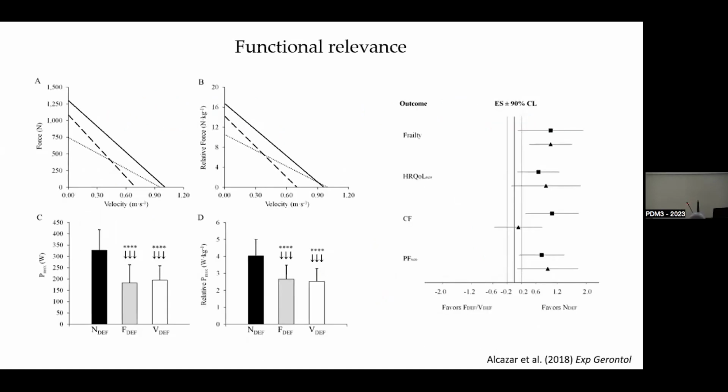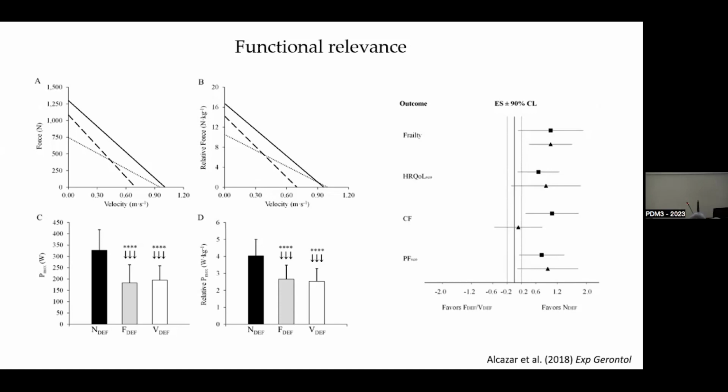But it also has a functional relevance, because in this study we observed that when assessing the force-velocity relationship in older people, some of them had lower muscle power because they had a deficit in force at low velocities, while others presented a deficit in force at high velocities.